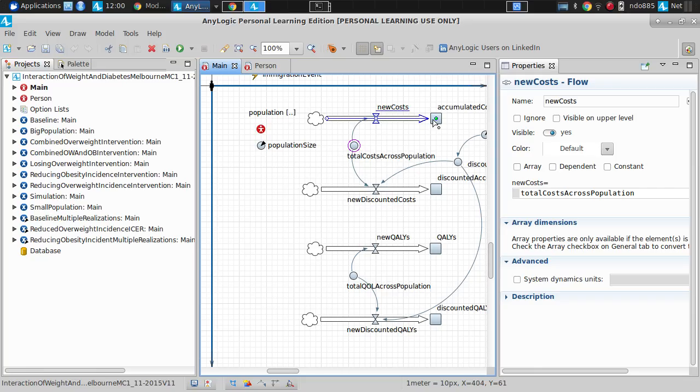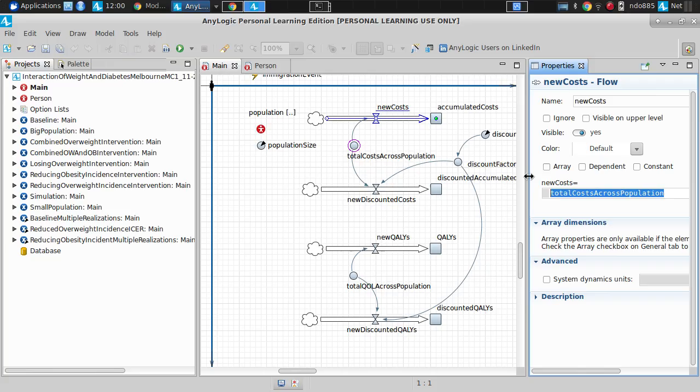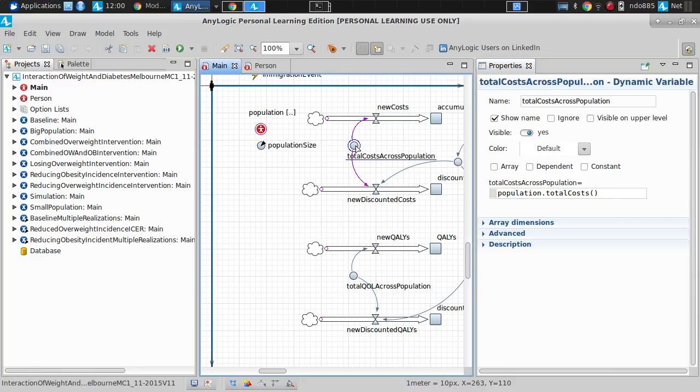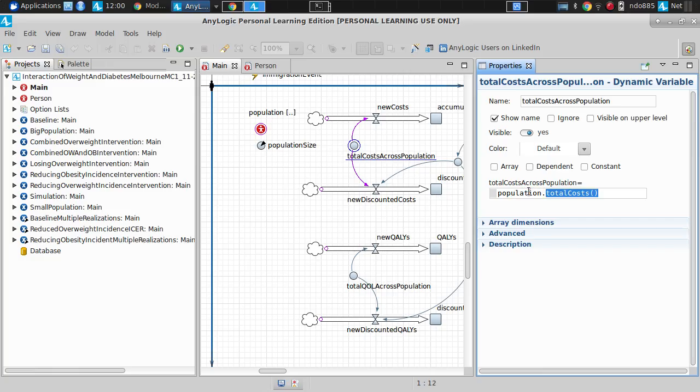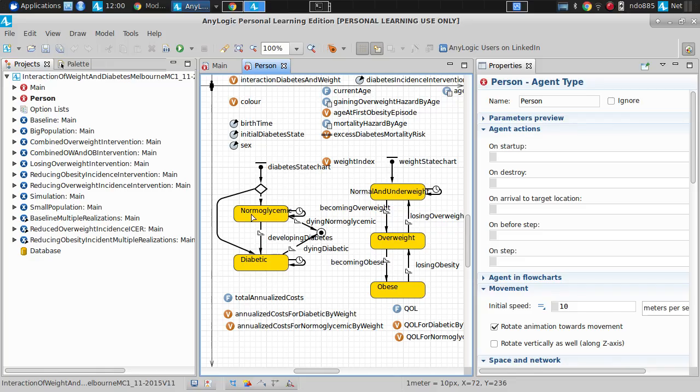So if you click on Main on this new costs, you'll see that this depends on the total costs across the population. And that total costs across the population, ladies and gentlemen, is something that itself is going to depend on the states of the individual. So total costs, if we go to total costs across the population, it is totaling up across the population, and for each person totaling up their costs. How are their costs determined?